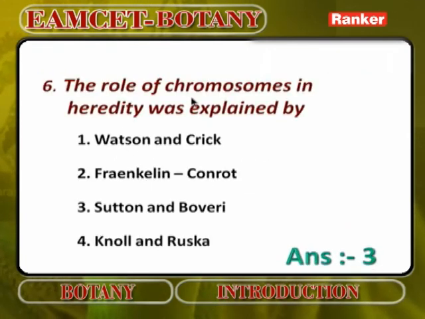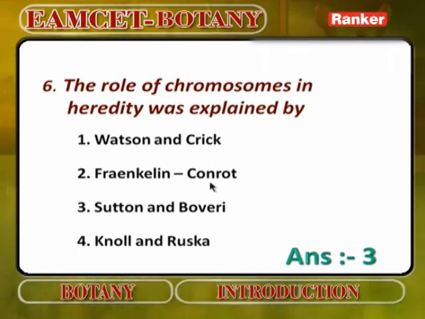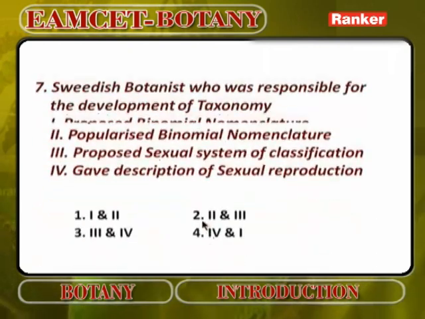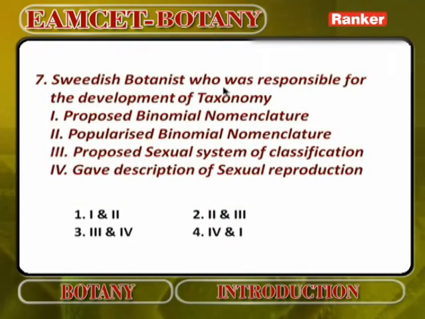Next. The role of chromosomes in heredity was explained by Sutton and Boveri. That is called the chromosomal theory of inheritance. Watson and Crick are known for the double helical model of DNA. Franklin Conrat is known for showing that RNA is the genetic material. Ernst Ruska, just now I told, electron microscope. So the answer is Sutton and Boveri. Next. Swedish botanist who was responsible for the development of taxonomy.